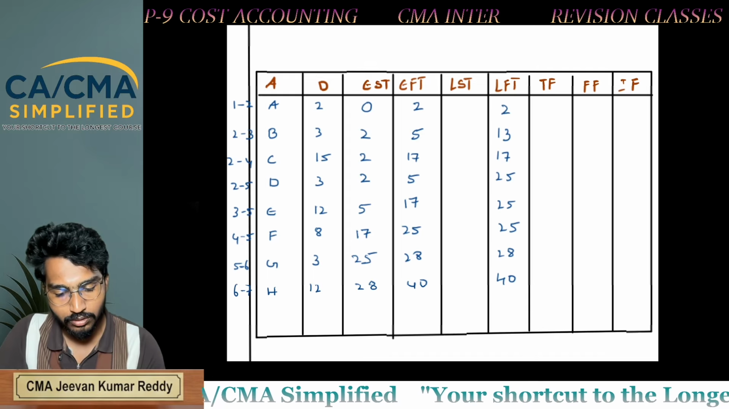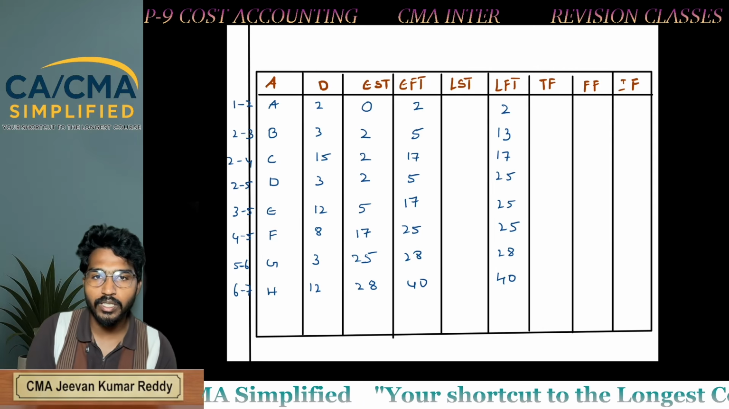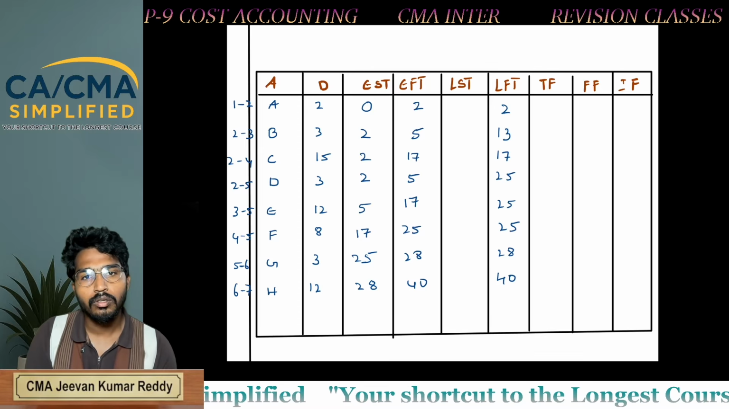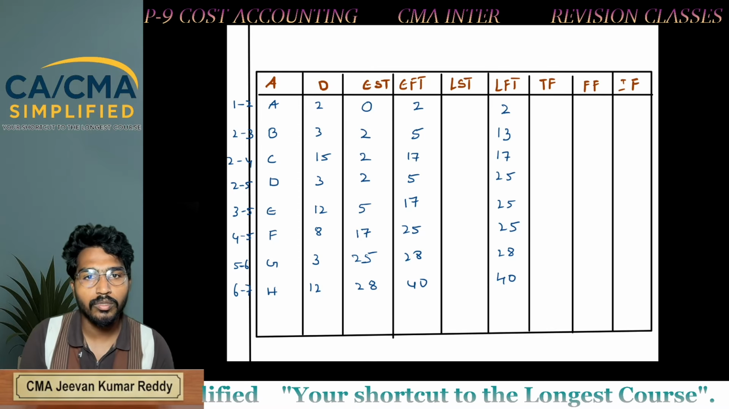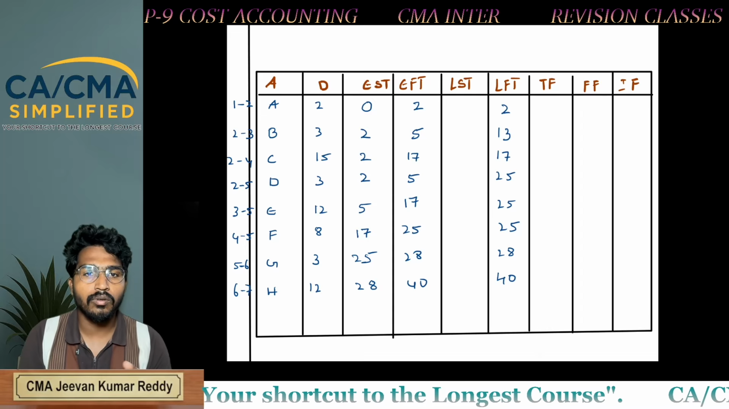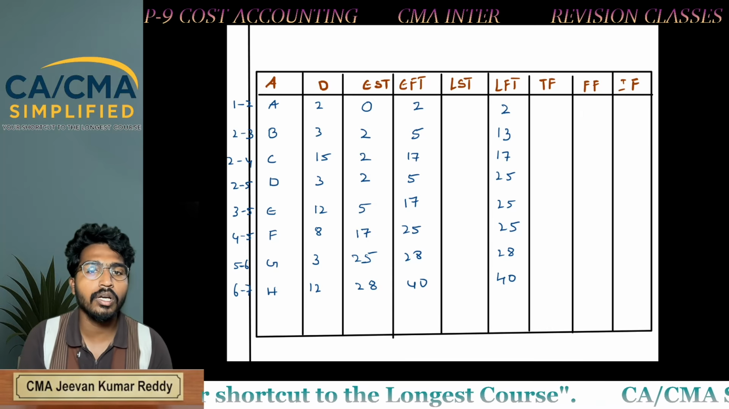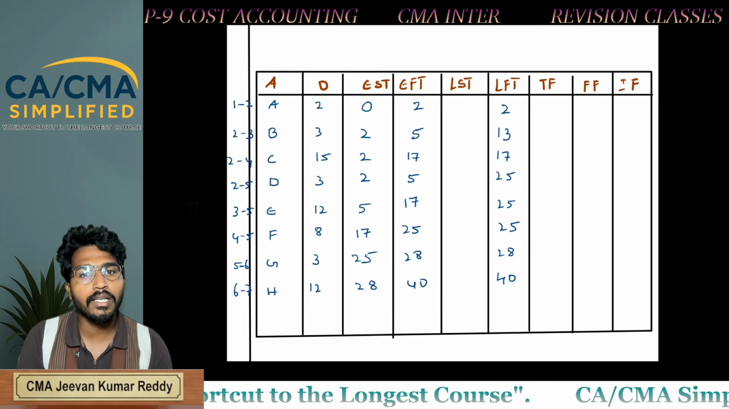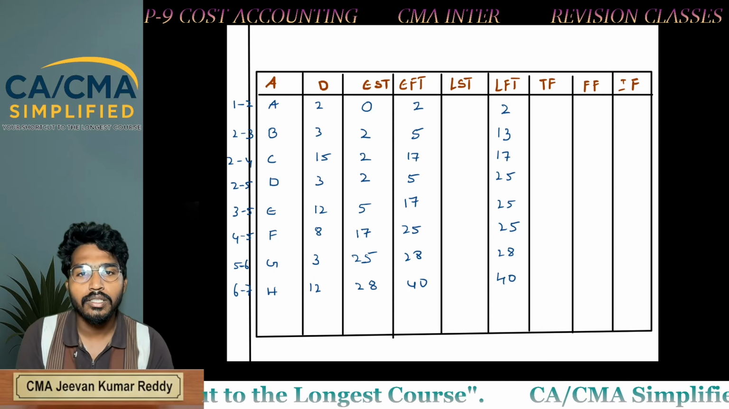Next, suppose you have to reach college by 10 a.m. It takes 1 hour from your home. At what time will you start? 9. How did you get that? You deducted 1 hour from 10 a.m.